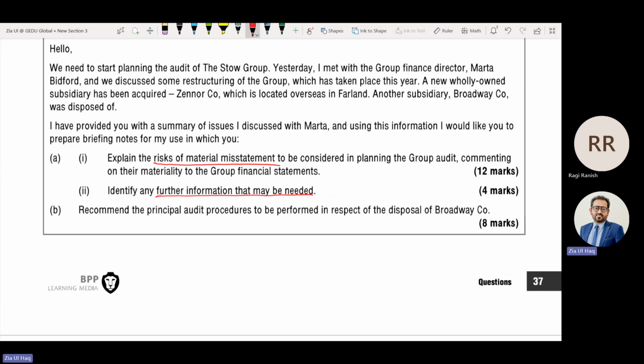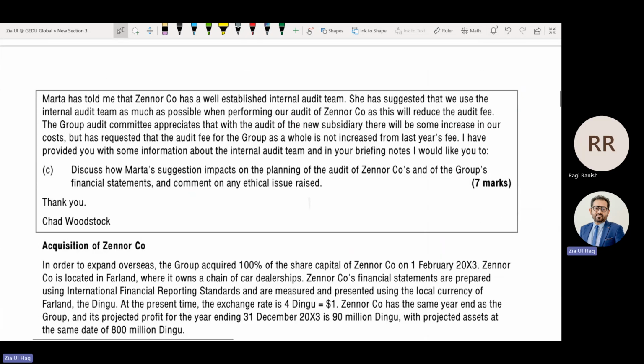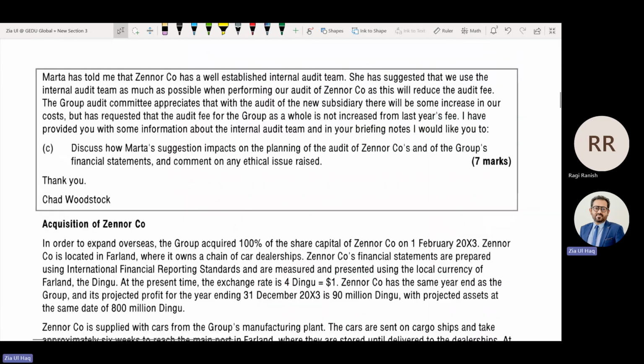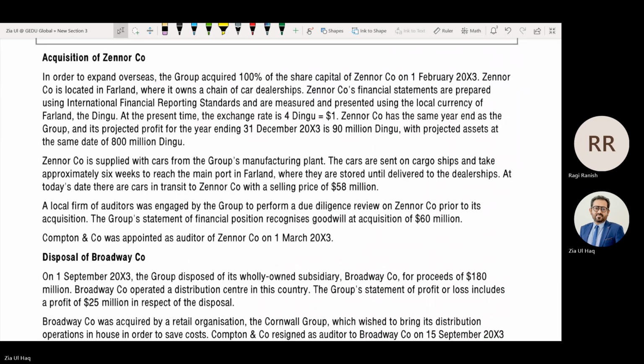And part B, we don't know. So the risk of material misstatement we need to identify, and we need to discuss the name of a document relating to that issue. There is part C as well, we don't know.